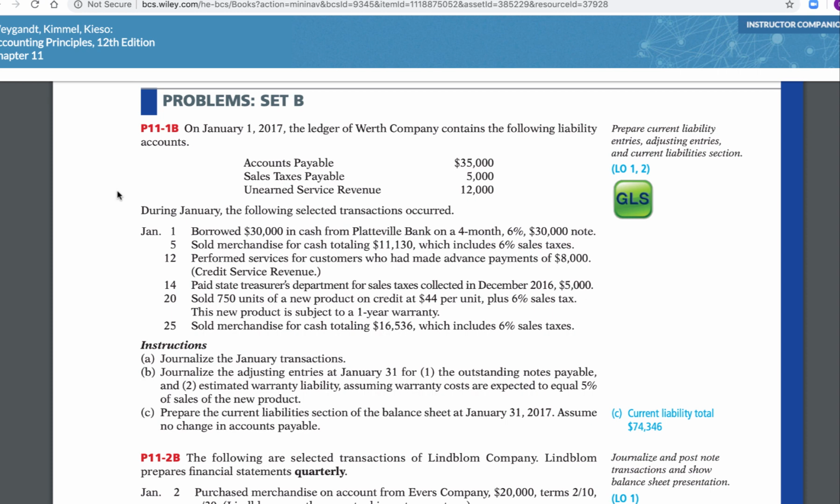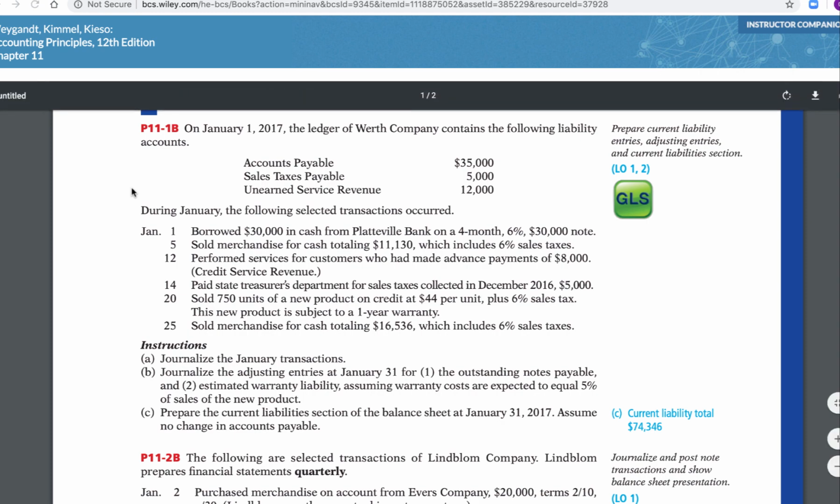We have to do any adjusting entries. If we have any outstanding notes payable, we need to estimate warranty liability, assuming warranty costs are expected to equal 5% of sales of the new product. And then we need to prepare the current liability section of the accounts that we have. So I'm going to go ahead and pull up Excel.